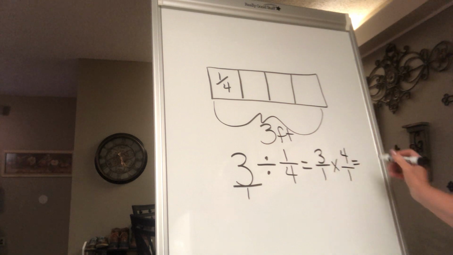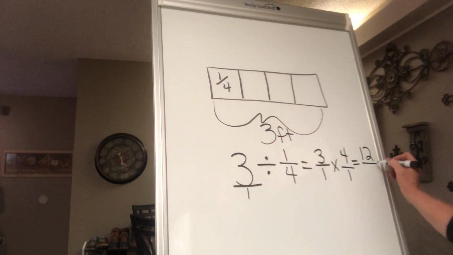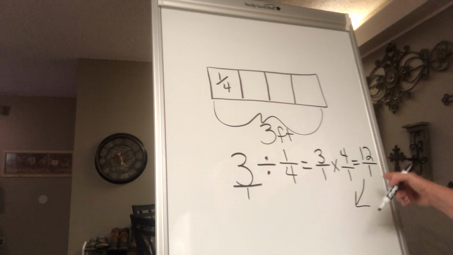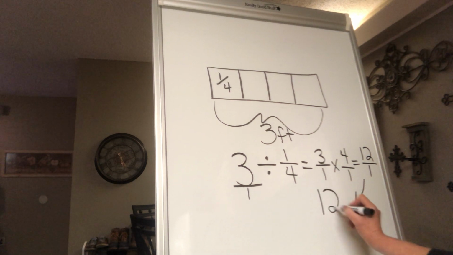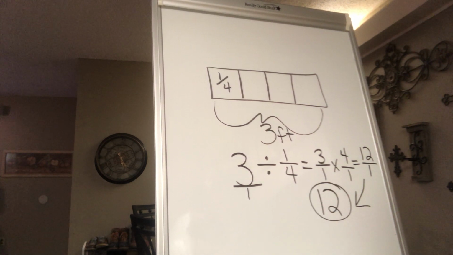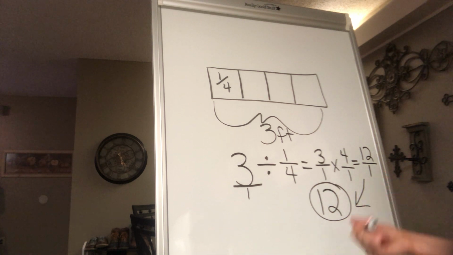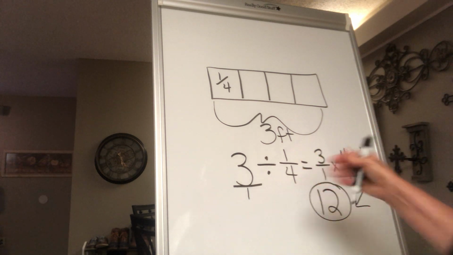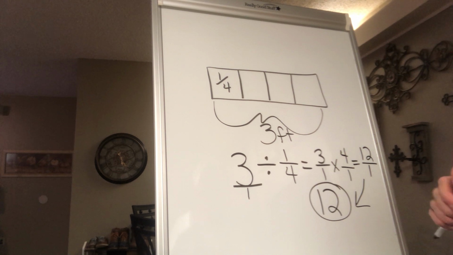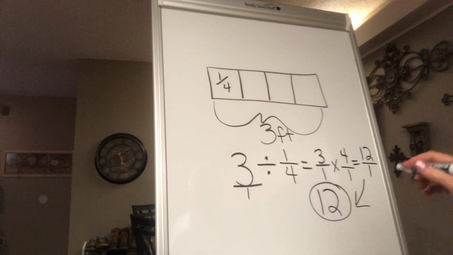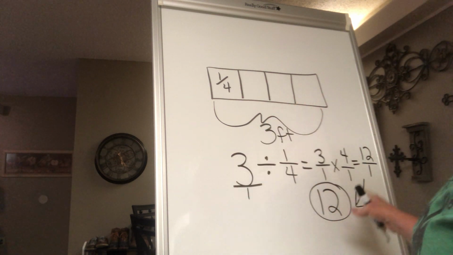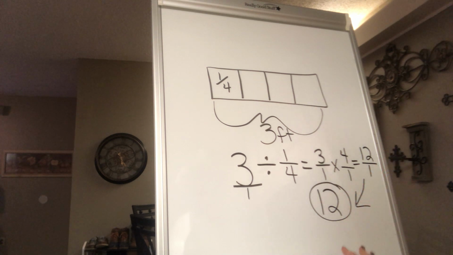So we would have 3 times 4 is 12. 1 times 1 is 1. So the final answer is 12 over 1, or 12. And that makes sense because I know it was going to be a whole number of strips that I had. So if I take the 3 feet and I divide it up into 4th strips, I know that I'm going to end up with more strips than I started with. So she is able to get 12 pieces out of the 3-foot strip.